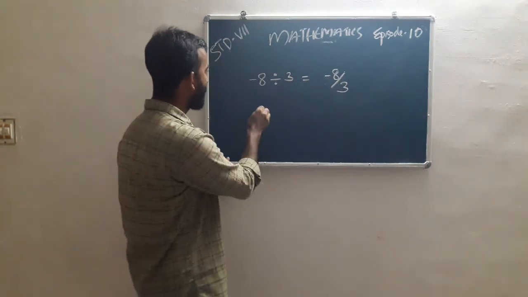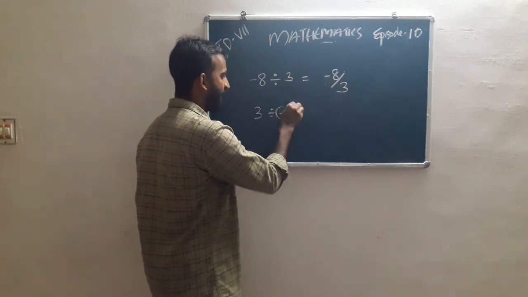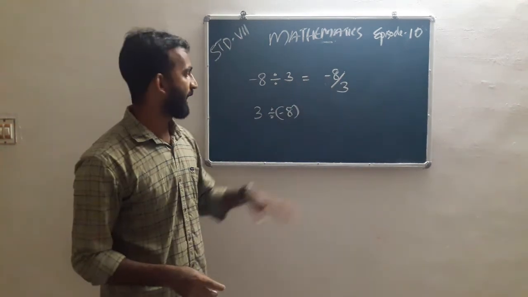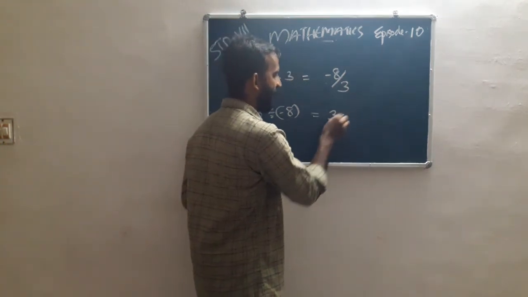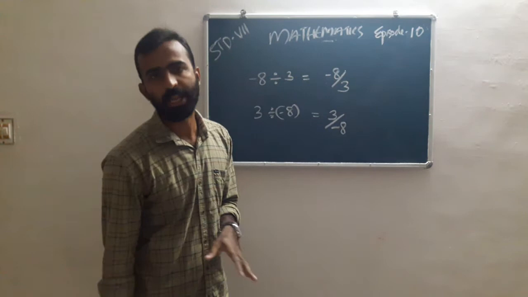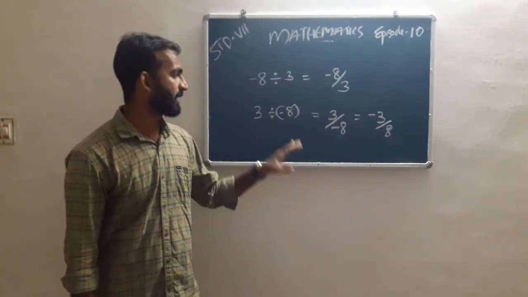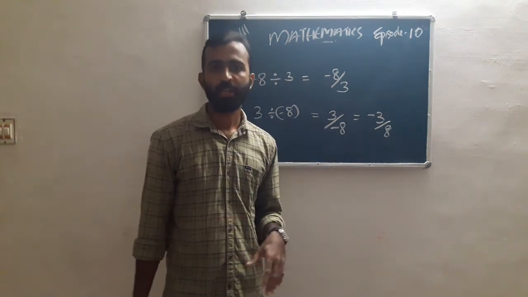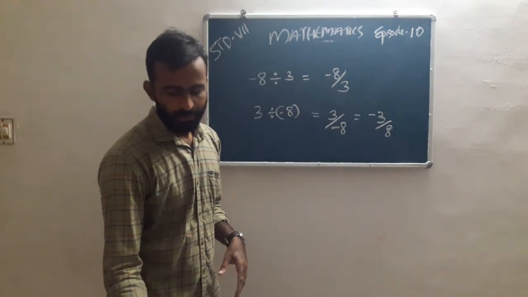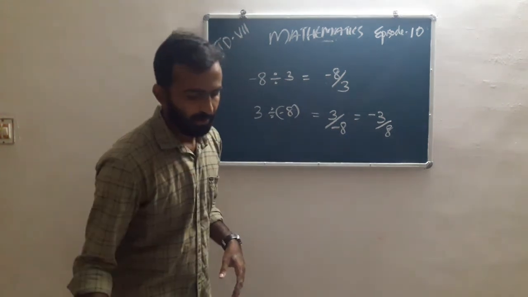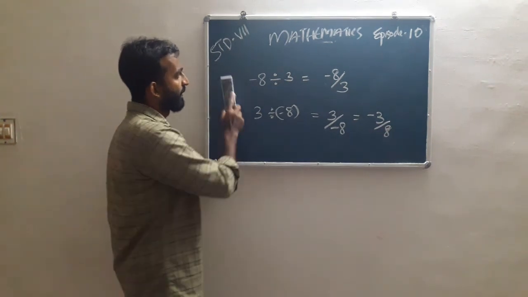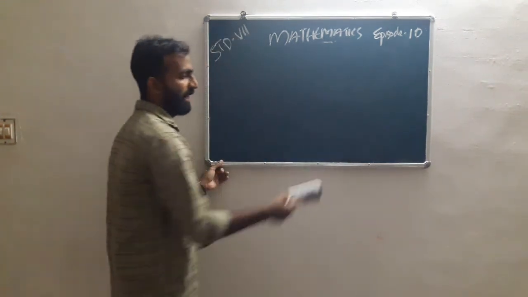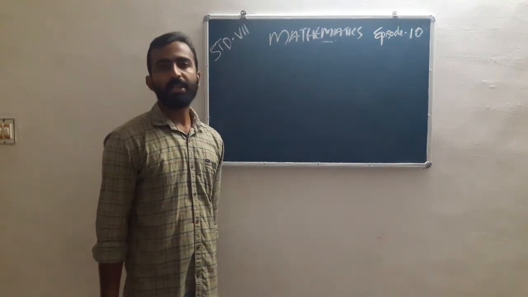And the next one is 3 divided by negative 8. What is the answer? 3 by negative 8 is also equal to negative 3 by 8. The result is not an integer. Is it? Yes. Then we complete the table.